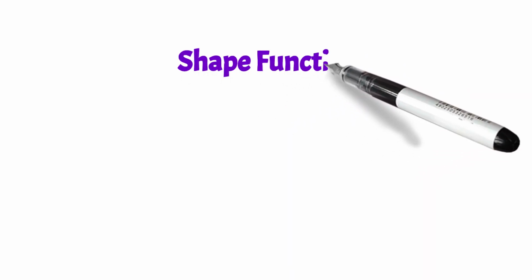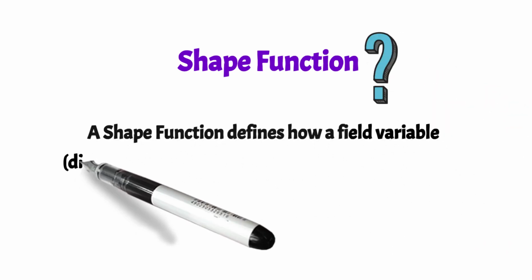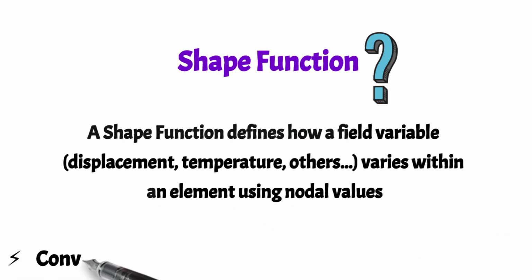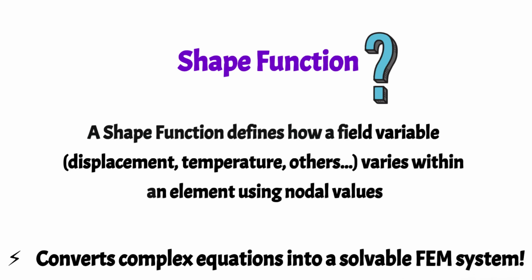A shape function is a common term used in finite element analysis. This defines how a field variable varies within an element using nodal values. For example, an element is formed of 3 nodes and you have different displacements at each node. Shape function is basically an interpolation function that can estimate the displacements at any point inside the element based on the nodal values. These are extremely useful and convert the complex equations into a solvable finite element system.